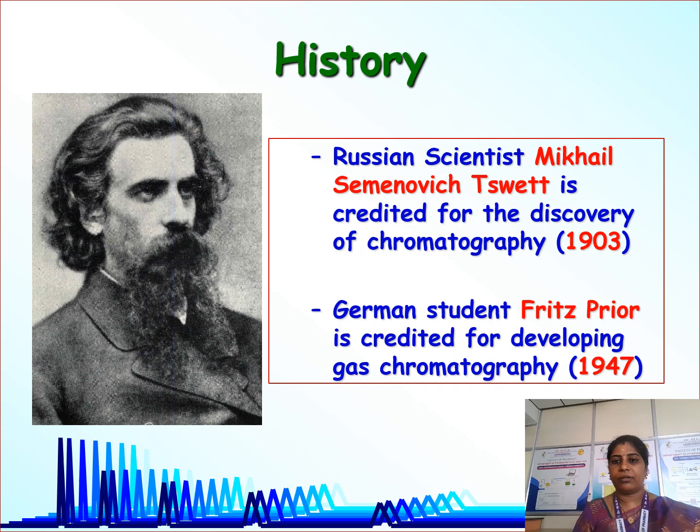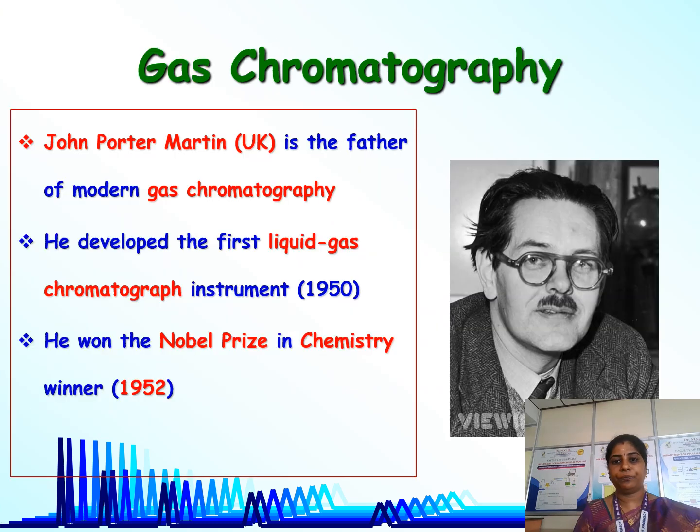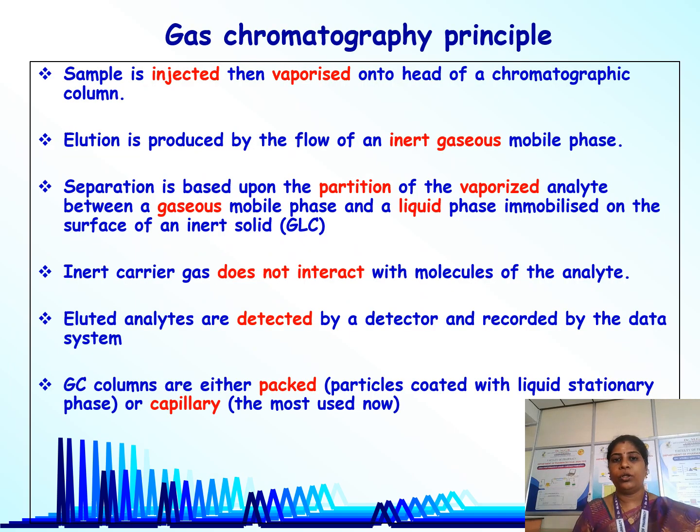History of chromatography. Russian scientist Mikhail Semenovich Tswett is credited for the discovery of chromatography in the year 1903. In 1947, German student Fritz Prior is credited for developing gas chromatography. Modern gas chromatography: John Barton Martin is the father. He developed the first gas-liquid chromatography instrument in the year 1950. He won the Nobel Prize for Chemistry in the year 1952.